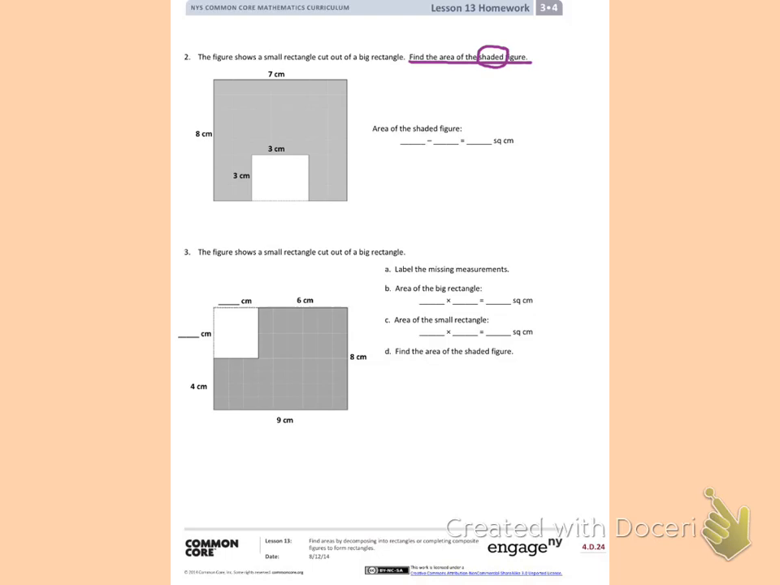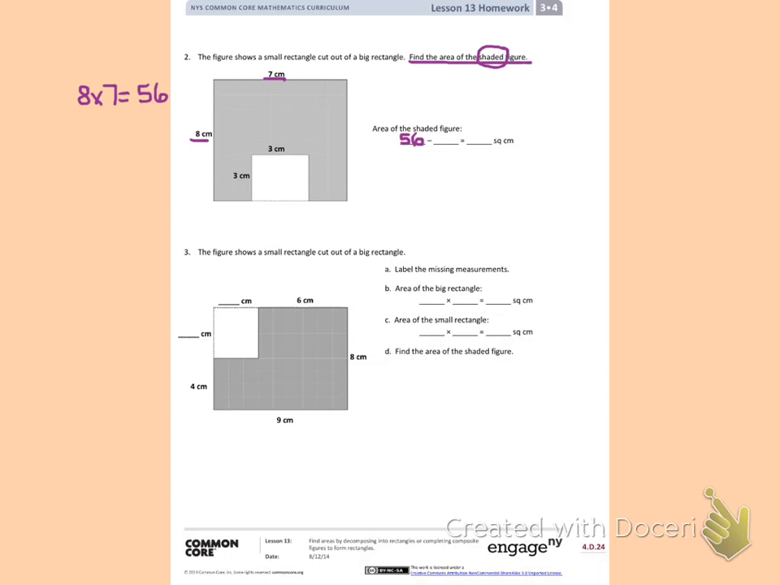Okay, first, let's take a look at the shaded figure as if nothing was missing. In order to find the area of the shaded figure as if nothing was missing, we would multiply one side length by the other side length. So that would be 8 times 7. 8 times 7, or 8 groups of 7, is 56. So we'll put a 56 on this first line.